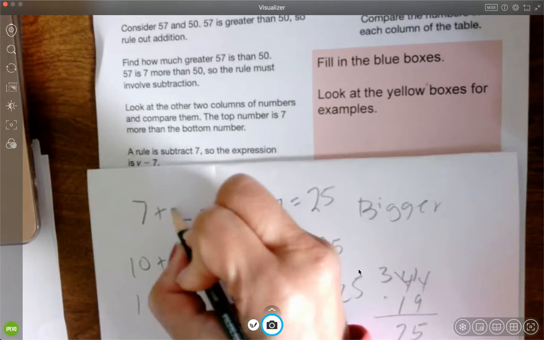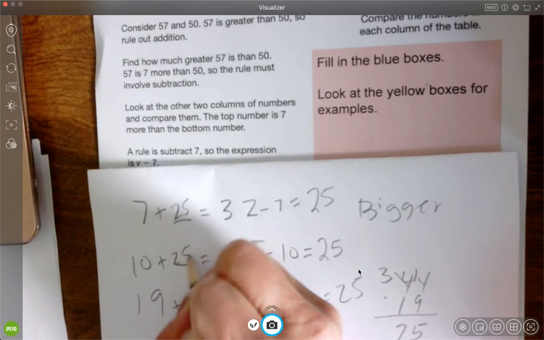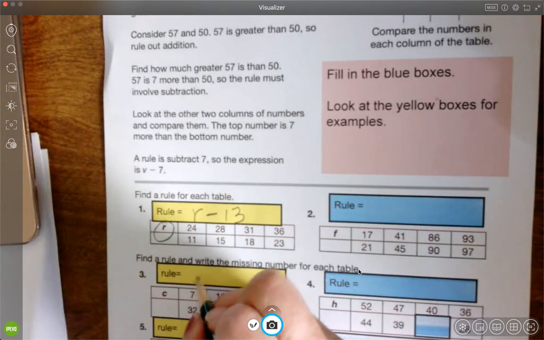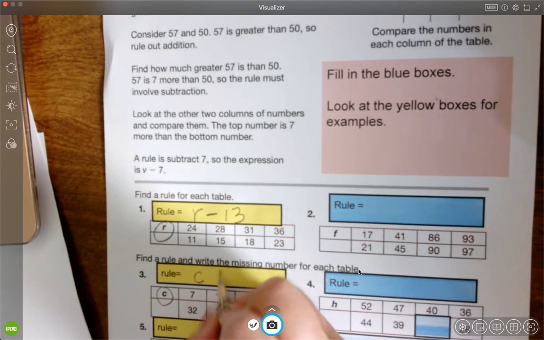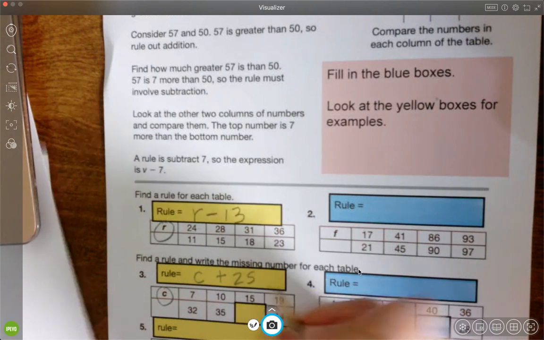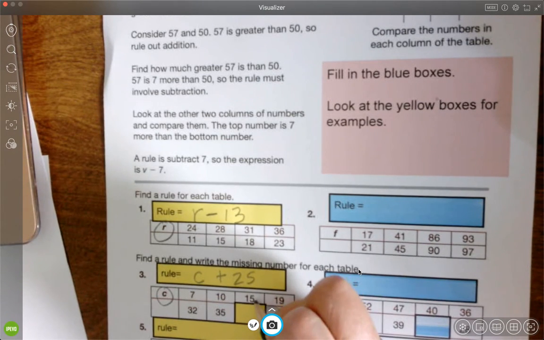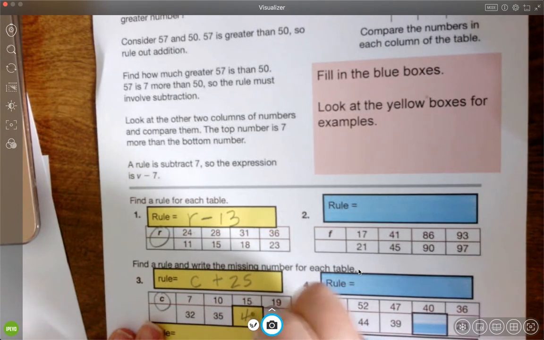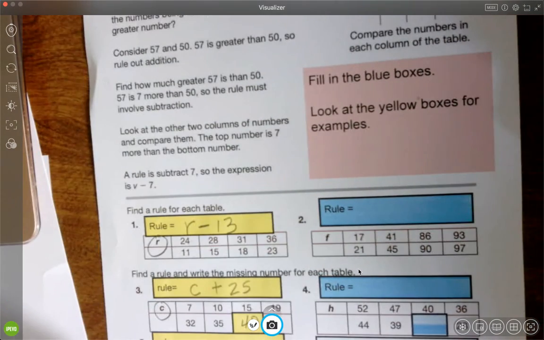So what's my missing amount? 25. So what's the rule on this one? I'm adding 25. So the rule here is C, add 25. So if that's the rule, if I add 25 to 15, what would I get? Well, I know 25 plus 15 is 40. And that's how we're doing it.